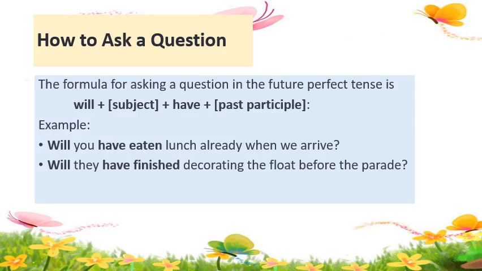Let's learn how to ask a question in future perfect tense. The formula for asking a question in the future perfect tense is will at the start of the sentence, plus subject, plus have, plus past participle form, and at the end the time expression and the rest of the sentence.